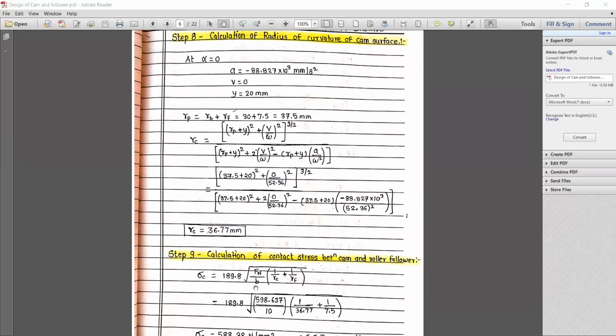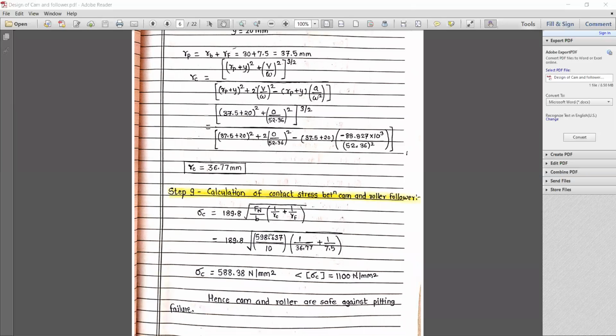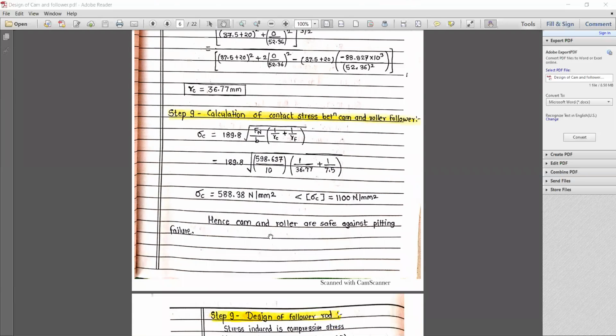Then the equation for calculation of radius of curvature is equal to rp plus y bracket square plus v divided by omega bracket square, the whole bracket raised to 3 by 2, divided by rp plus y bracket square plus twice v by omega bracket square minus rp plus y into alpha divided by omega square. Here all values are known. Putting all the values, what we get, rc is equal to 36.77 mm. So we have calculated the curvature radius.